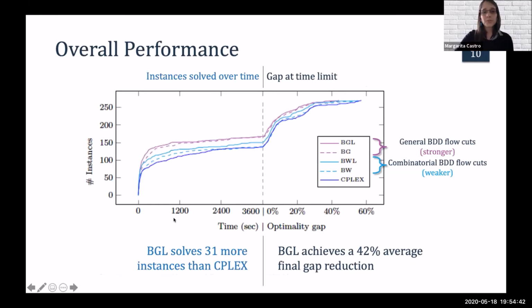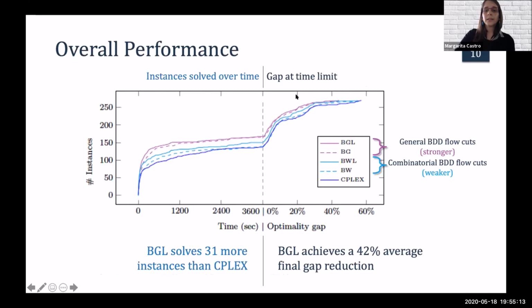In terms of results, first I'm going to focus on the left-hand side of the graph. We have the number of instances solved over time for Cplex and also for our two approaches with and without the lifting. We can see that Cplex is this dark blue line that is below, so it's solving fewer instances than our specific cuts, the general ones and the weak ones with and without the lifting. Actually, we're able to solve with the general cuts plus the lifting 31 more instances than Cplex.